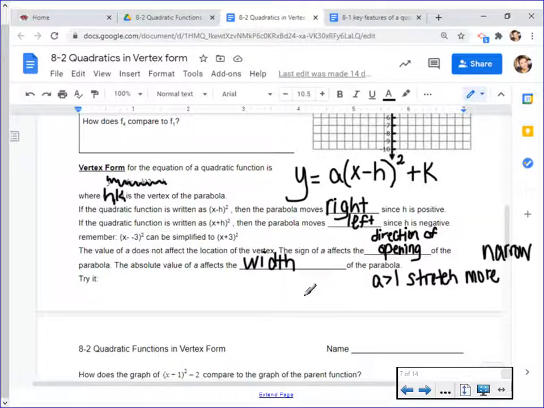Now, if your number is less than 1, so like a half, a fourth, or 0.2, 0.1, like any decimal, that means it's going to be compressed or wider than it started with. We talked about that yesterday a little bit. Compressed means wider. And then it says try it.